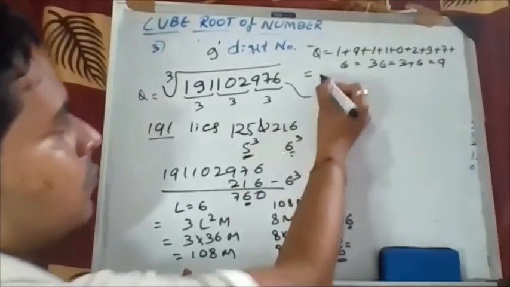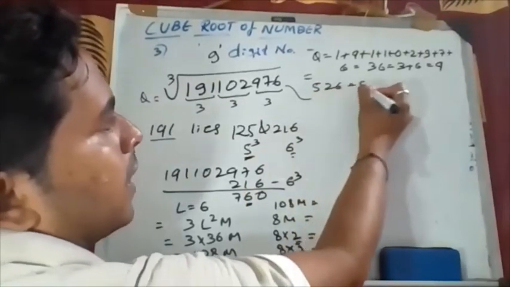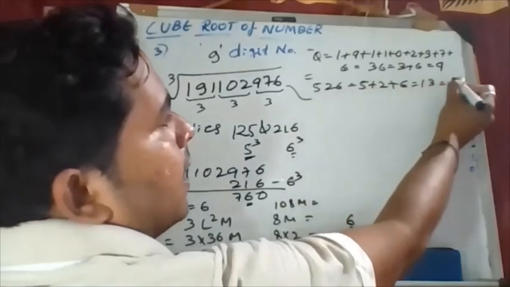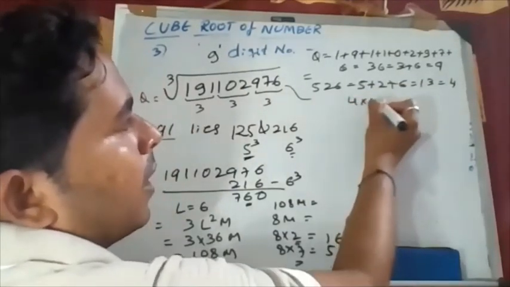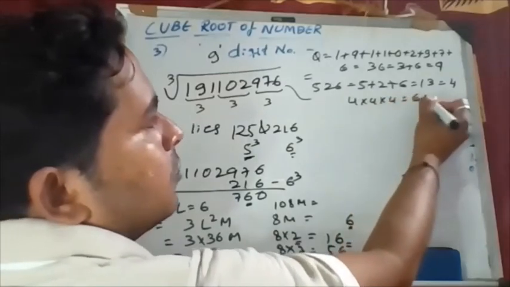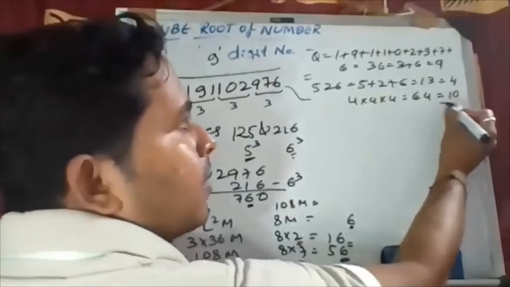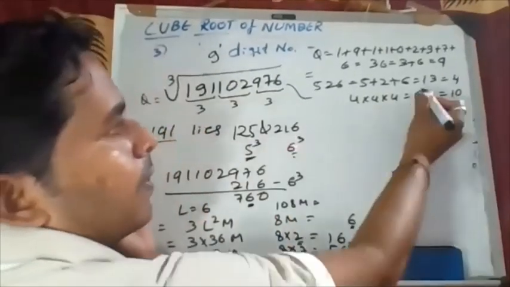Okay, and what is the first answer? The first answer is 526. 526 क्या है? 5 plus 2 is a 7. 7 plus 6 is a 13. So 13 क्या है? 4. So 4 cube करना है. 4 into 4 into 4 is 64. 64 क्या आएगा आपको? You'll get a 10. 10 is nothing but your 1.